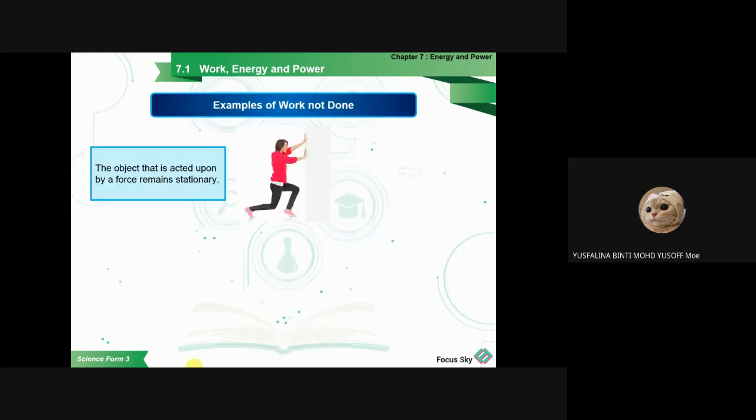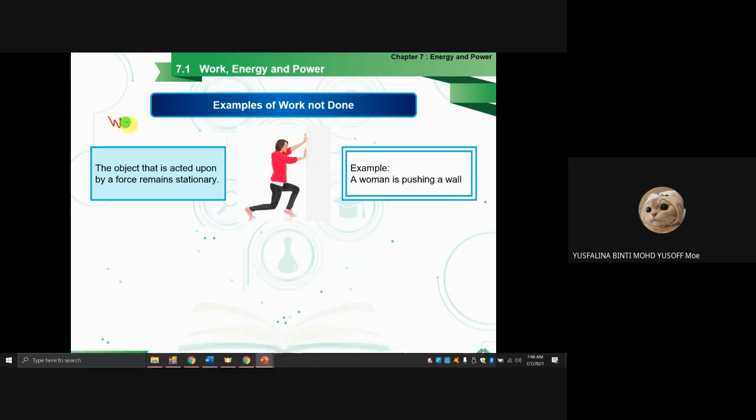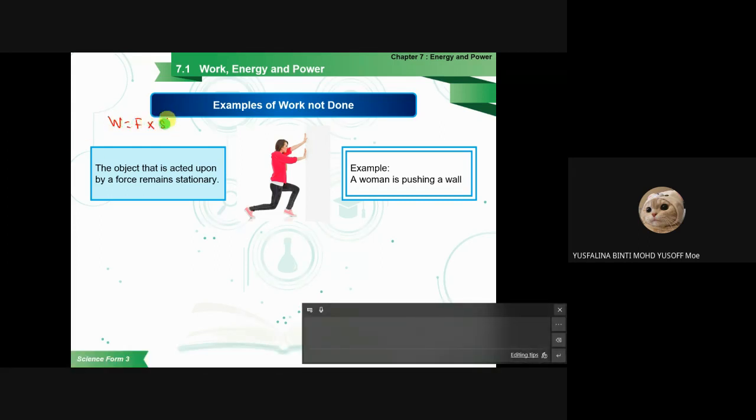So examples of work not done. The object that is acted upon by a force remains stationary. Just now I gave the example of pushing a wall. When you push a wall, of course the wall will not move, so there is no distance. When there is no distance, the work is zero, because work is force multiplied by displacement. So when the displacement is zero, of course the work also becomes zero.